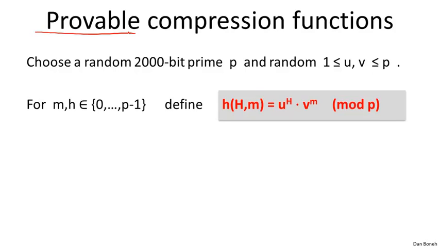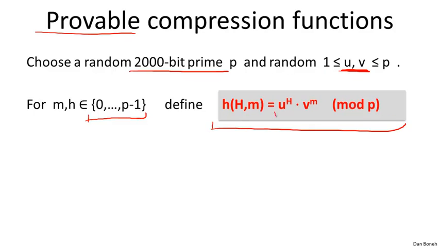So here's how this compression function works. Basically, we're going to choose a large prime P. This is a gigantic prime, something like 700 digits, 2,000 bits. And then we're going to choose two random values, U and V, between 1 and P. Now let's define the compression function as follows. It takes two numbers between 0 and P minus 1, and it outputs one number between 0 and P minus 1. So its compression ratio is 2 to 1.